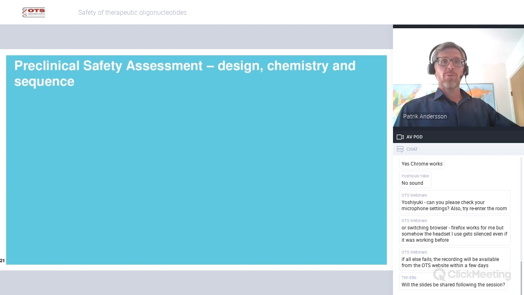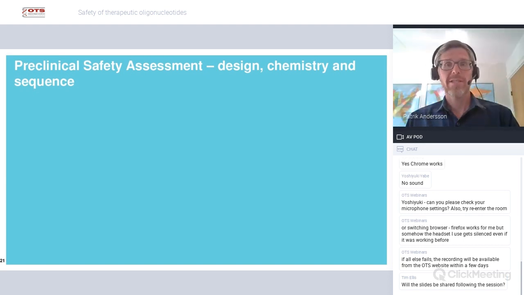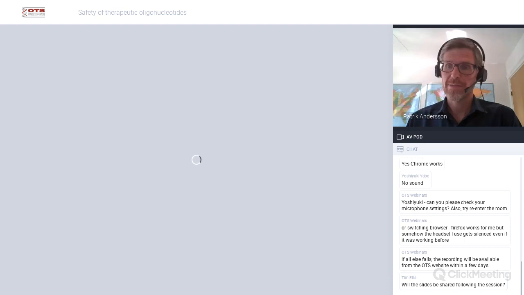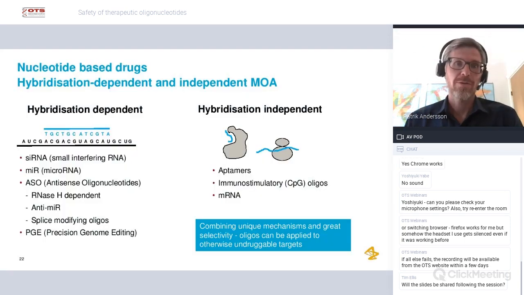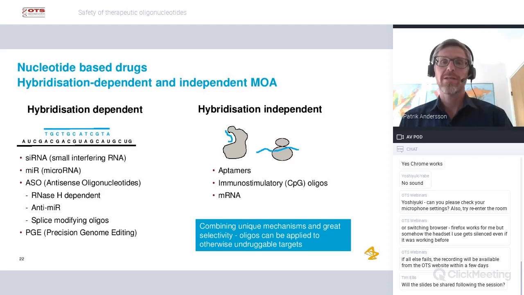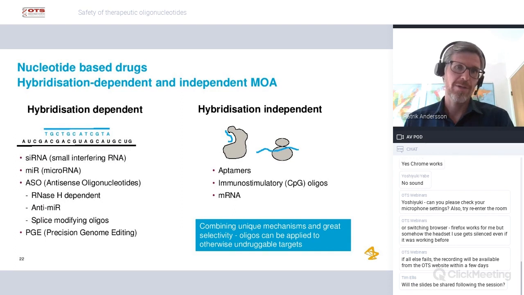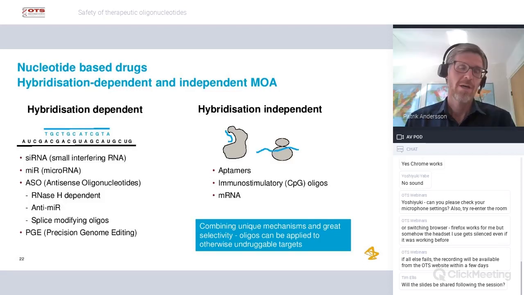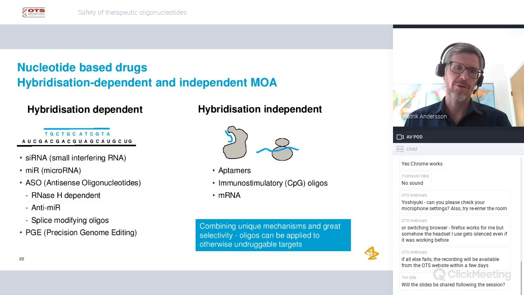So, going more into the preclinical safety assessment and the impact of design, chemistry, and sequence. This is my version of illustrating two different buckets of nucleotide-based drugs. We have the bucket of hybridization-dependent nucleotide drugs, where we have the siRNA, microRNA, and the single-stranded ASOs, which all have different mechanisms: RNase-H-dependent gapmers, antimers, splice modifying. And I think we could also have the precision genome editing, like guide RNAs for CRISPR-Cas9, in this bucket as well.